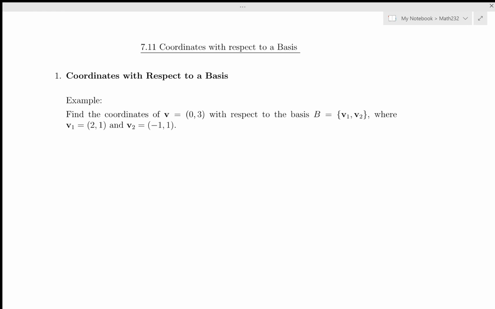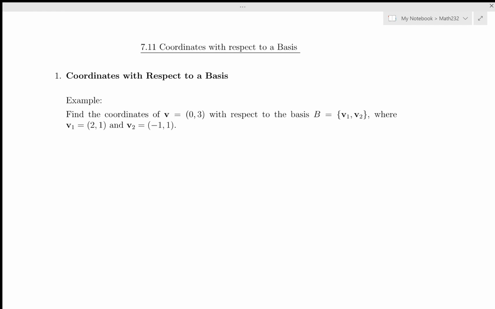Okay, so what is our final thing that we're going to talk about? We're going to talk about the coordinates of a vector with respect to a basis, where you are telling the person which basis the coordinates of the vector are with respect to. I'm just going to motivate this by way of an example.